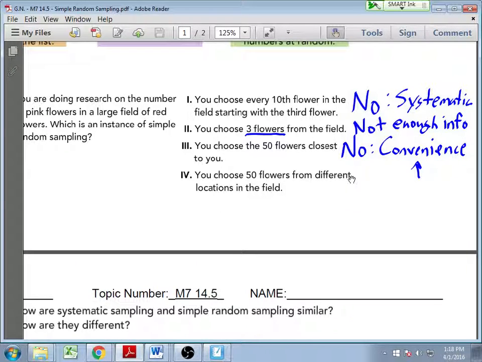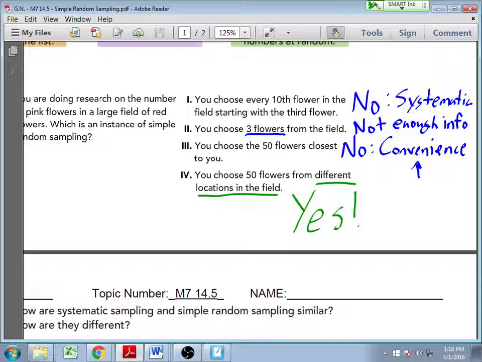And Karina, if I choose 50 flowers from different locations in the field? Ask yourself these questions. Will 50 flowers be a good sample? Bigger, yeah. By going to different locations in the field, should I get a random sample of flowers? Yeah, so this is as close to a random sample as we can get since we're in a field of flowers. It's kind of a weird situation to think about.